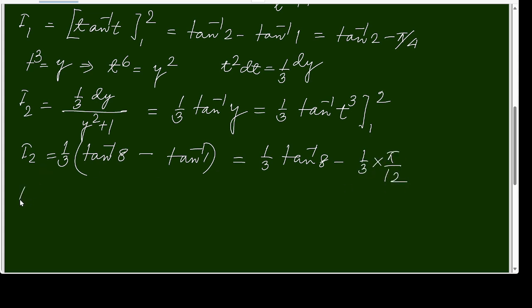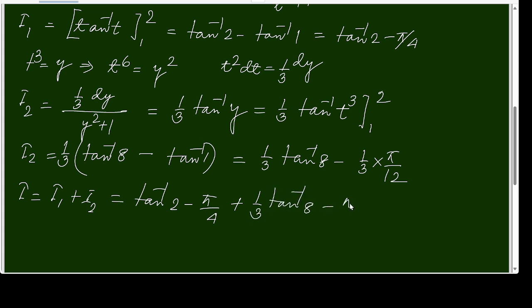Now the sum of all the results, I1 plus I2, equals tan inverse 2 minus pi by 4 plus 1 by 3 tan inverse 8 minus pi by 12. This was written as 4 by mistake. I have taken 12, it will be 4, sorry. So it should be pi by 12. So the total result will be tan inverse 2 minus pi over 3, plus of course 1 by 3 tan inverse 8.